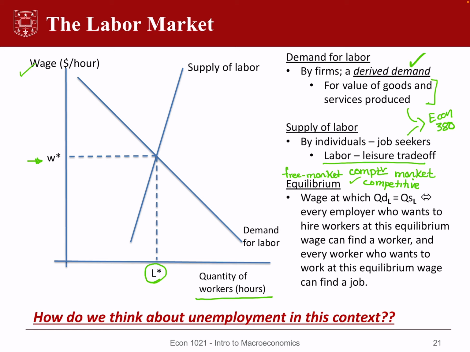And what does that mean? Well, in this context, if the wage goes to W star, we have a situation in which quantity demanded of labor and quantity supplied of labor are the same, which is the same thing as saying every employer who wants to hire workers at this equilibrium wage can do so. And importantly, every worker who wants to work at this equilibrium wage can find a job. This sounds like full employment. So it's really tricky to think about in this context of the labor market: how do we think about the problem of unemployment?